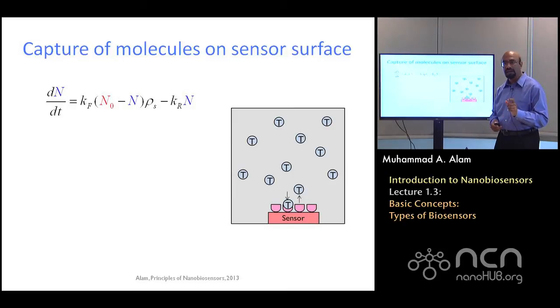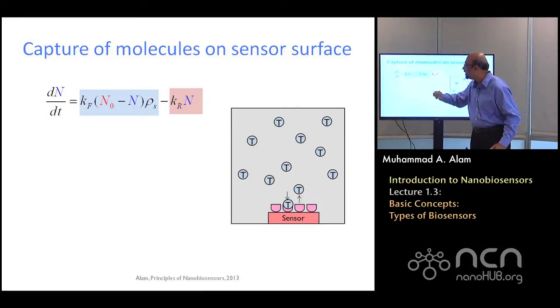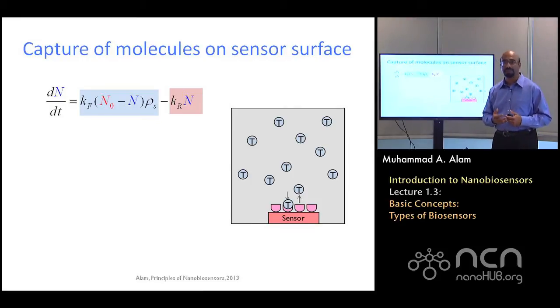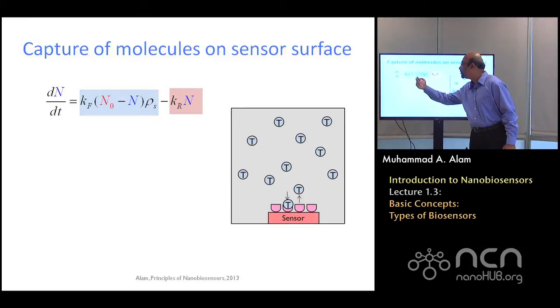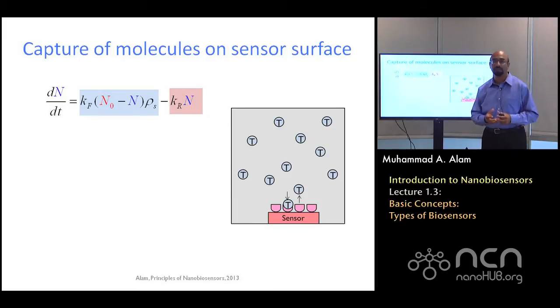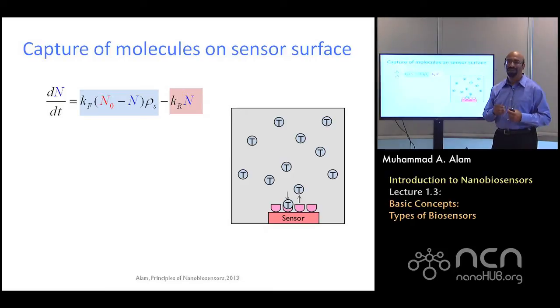The differential equation has two parts. The first part, shown here in blue, involves the capture process. So when the molecule comes in, it could be captured by the receptor molecules, which recognize the specific protein, for example, or a DNA, and it will be captured by this. Now, this capture is proportional to the number of capture probes that are still available. Because if you have all the probes taken up, even if a molecule comes in, it will not be able to land anywhere.